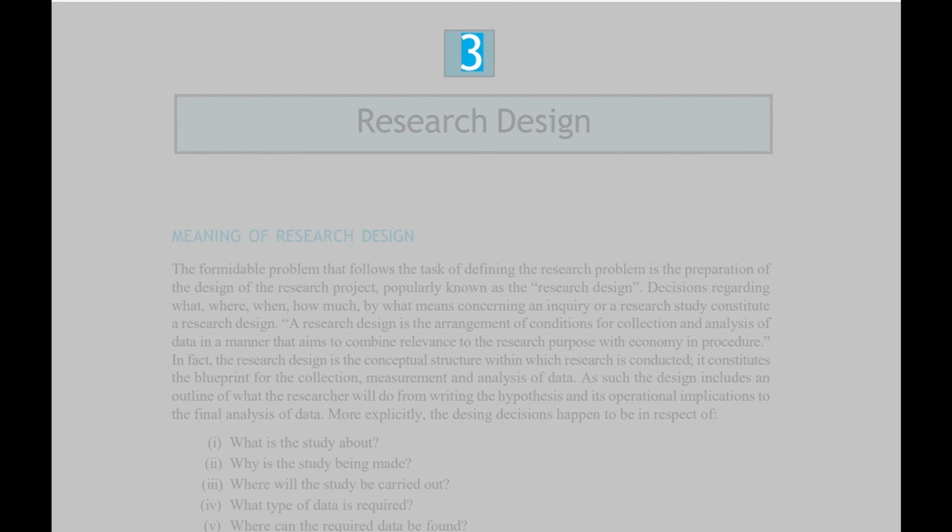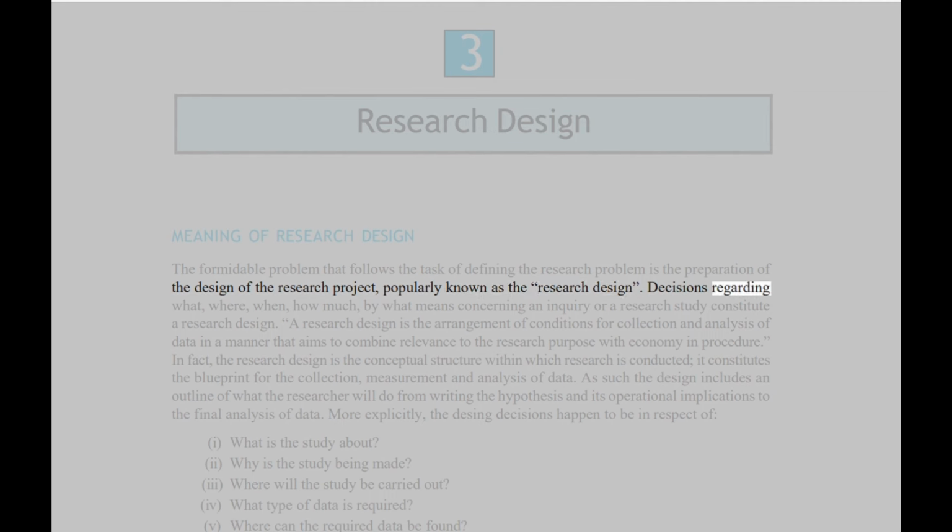3. Research design. Meaning of research design. The formidable problem that follows the task of defining the research problem is the preparation of the design of the research project, popularly known as the research design.